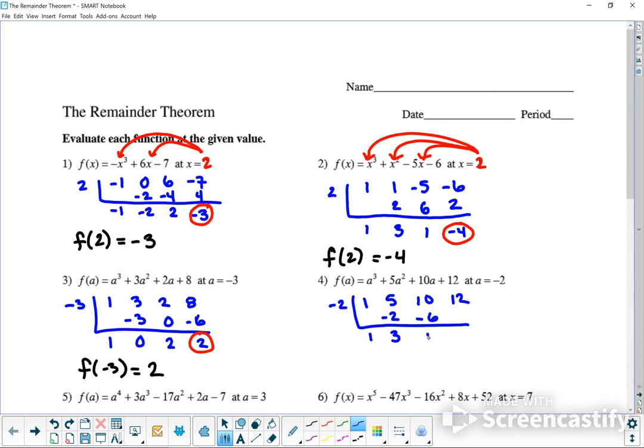Add it. 4. Multiply it. Negative 8. Add it. 4. So that's your remainder. So we want to say f of negative 2 equals 4.